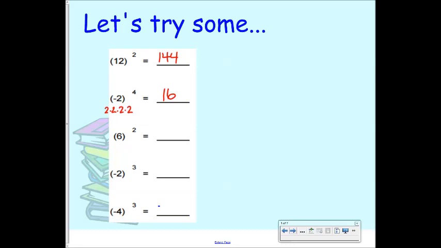All right. What's this one going to be? Positive 36. Good. What about down here? Positive or negative? Negative. All right. To the third power, what's another word for that? Cubed. Good. All right. So now I'm doing 2 times 2 times 2, which is what? Negative 8. And then last but not least, is this going to be negative or positive? Negative, because it's got an odd exponent. And I'm going to do 4 times 4 times 4, which is what? 64. So negative 64. Very good.